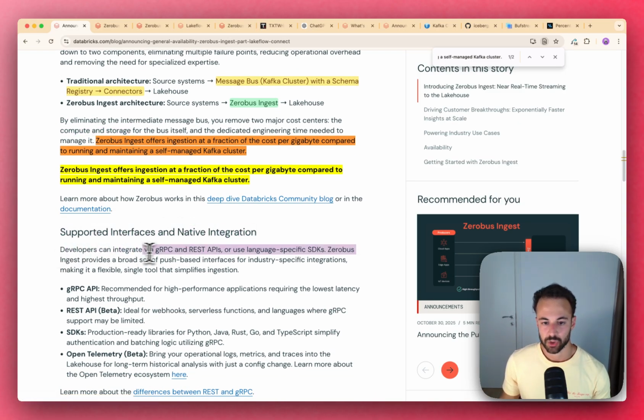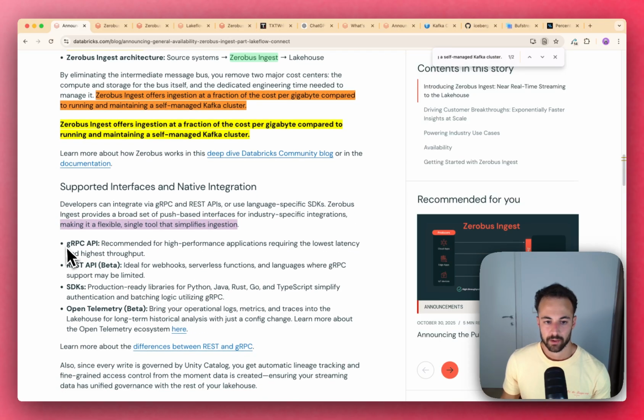Support interface and native integration. Developers can integrate via gRPC and REST APIs or use language-specific SDKs. Zerobus Ingest provides a broad set of push-based interfaces for industry-specific integrations, making it a flexible single tool that simplifies ingestion. We have a gRPC API, which is recommended for high-performance applications requiring the lowest latency and highest throughput. We have a REST API in beta. That's ideal for webhooks, serverless functions, and languages where gRPC support may be limited. We have SDKs, production-ready libraries, in those languages.